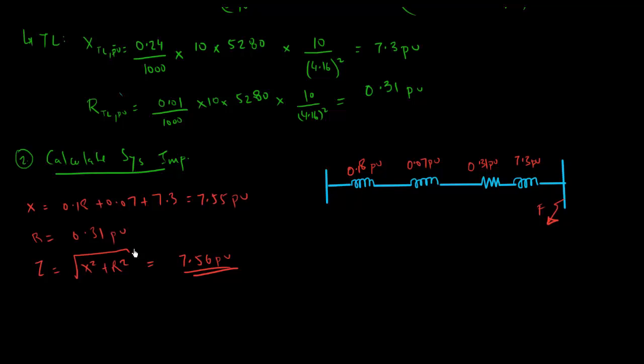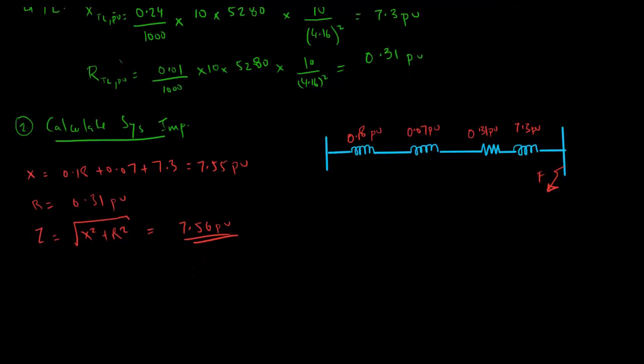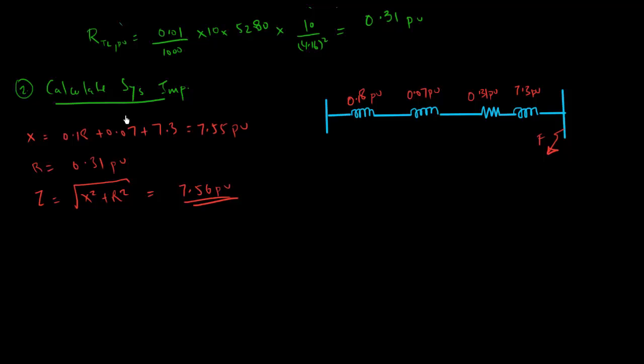This is my impedance. Be careful, do not just algebraically add all these values. Again, you see here the resistance of the transmission line hardly has an effect on the overall impedance. But since we were given the value, we've gone ahead and used that. Now that we have calculated our system impedance, let's move ahead to our step 3.